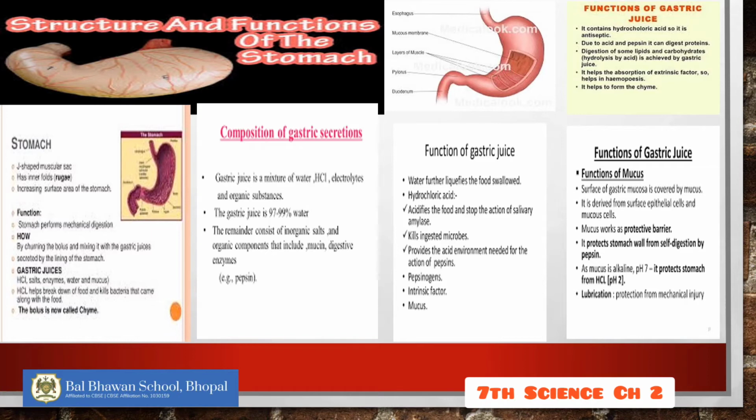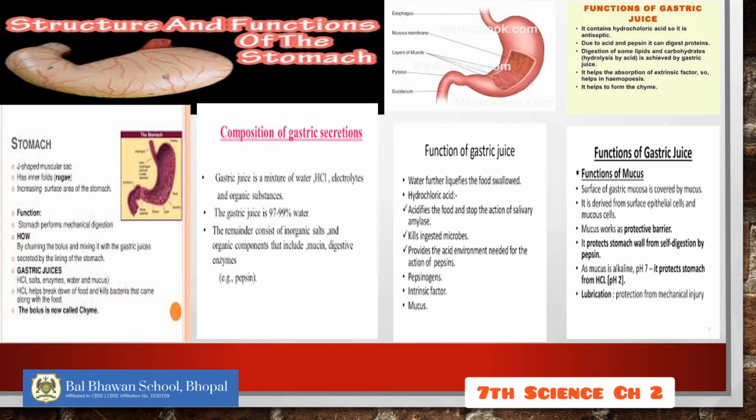The function of this HCl is to kill any bacteria or microorganisms present in the food. Besides this, it also makes the medium acidic for the working of the enzymes, basically the proteases, the enzymes which are responsible for the breakdown of protein. One such function is the conversion of the enzyme pepsinogen into pepsin.